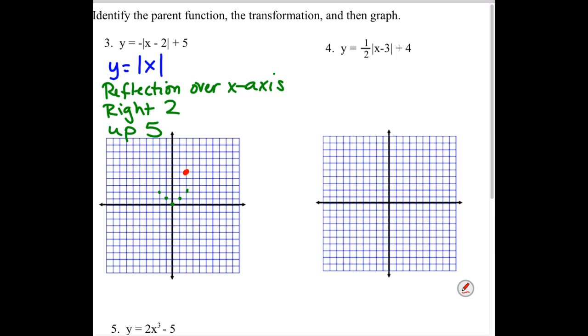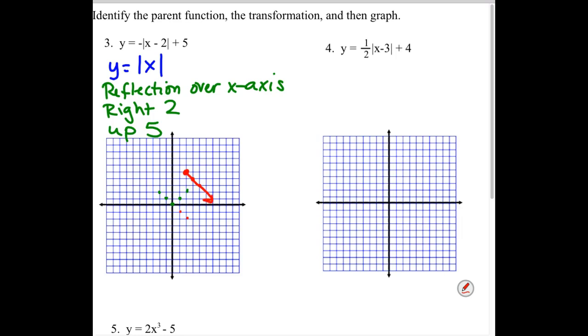Now let's take the point (1, 1). We're going to reflect it over the x-axis. If I do that, it lands down here at (1, -1). All right, then I have to move it right 2 and up 5. If I take the point (2, 2), reflect it over the x-axis, now I'm down here at -2, and then I'm going to go right 2 and up 5. Does that look correct from our vertex? Should we see points moving down like that? Okay. So that is the right side of my V.